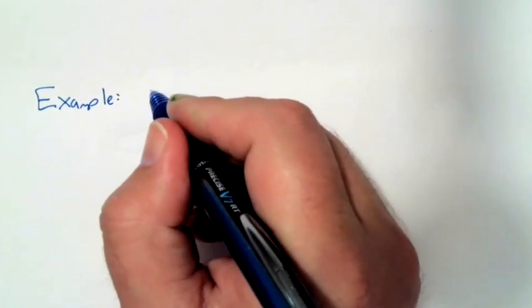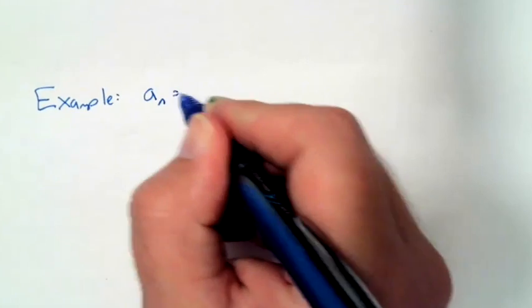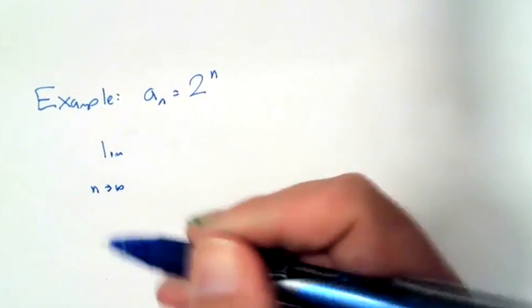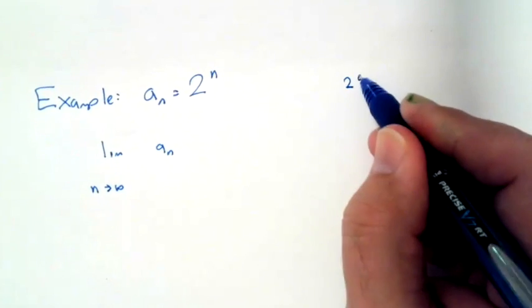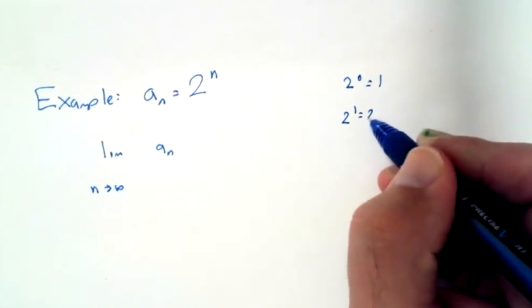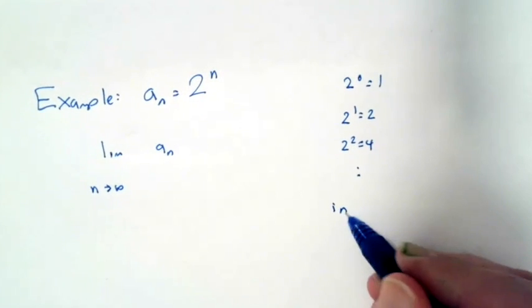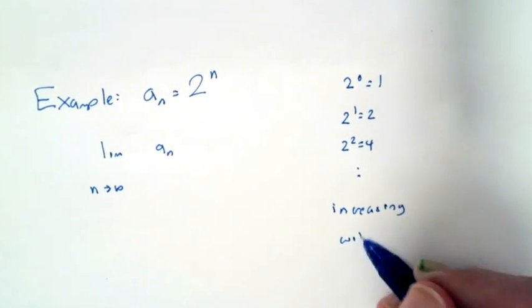Another example of something that's not convergent is if you could look at something that just blows up and goes to infinity as n goes to infinity. An example of this would be, let's look at a sub n is equal to 2 to the n. If you look at the limit as n approaches infinity of a sub n, here you have 2 to the 0, which is 1, 2 to the 1, which is 2. What's happening is this is just going to get bigger and bigger. This is increasing with no bound.